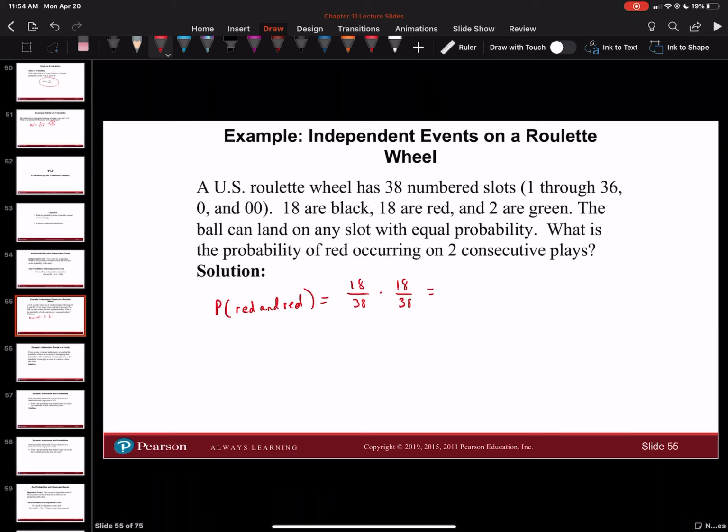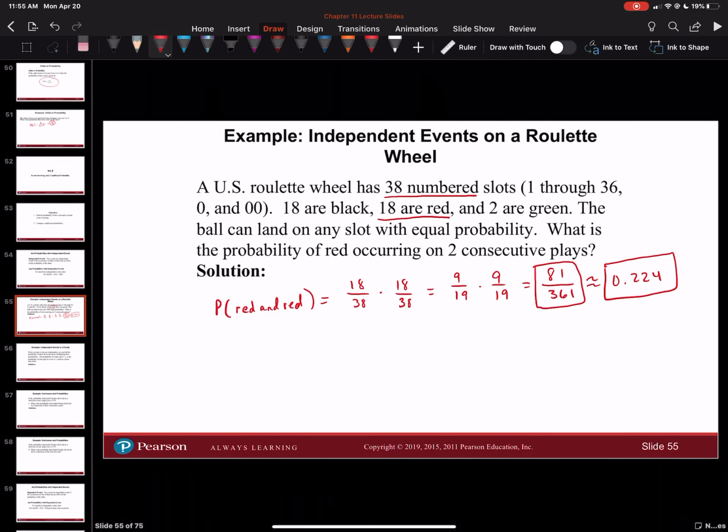Now I can go ahead and reduce these to 9 over 19. So it's 9 over 19 times 9 over 19, and this equals 81 over 361. Putting it in decimal form, it's roughly 0.224. So this would be your probability if you need it in decimal form, and this would be it if you need it in fractional form. Because we know we got 18 spots, out of 38.